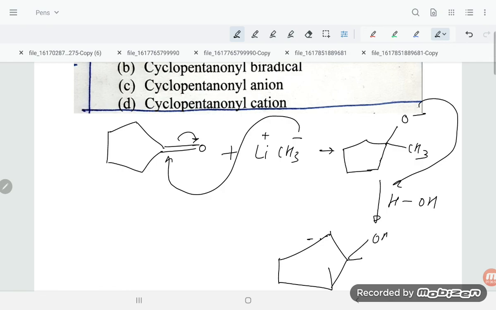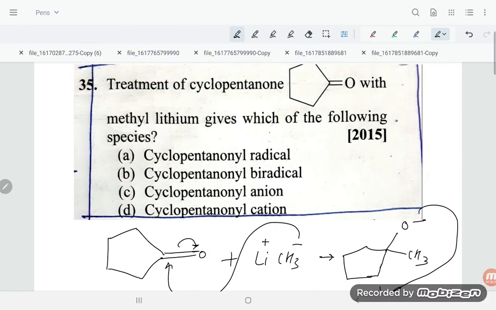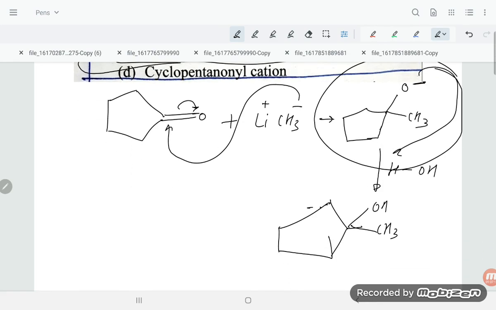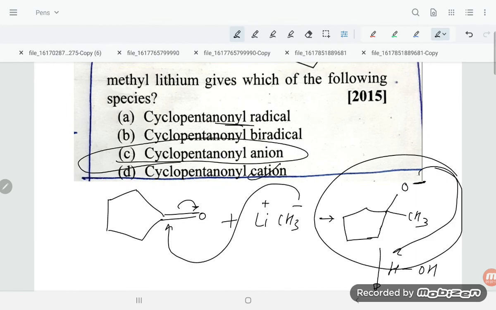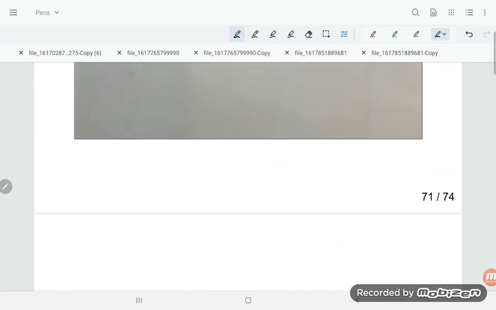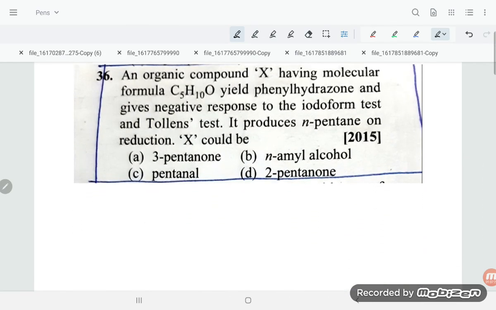So here will be OH, and here will be CH3. This is our required product, not a cyclopentenyl radical or biradical. Cyclopentenyl anion is forming, student. This compound is the cyclopentenyl anion, right? A negative charge is forming, so that is an anion, not a cation, not a biradical, not a radical. So this one. Last questions, let us see, student, question number 36.